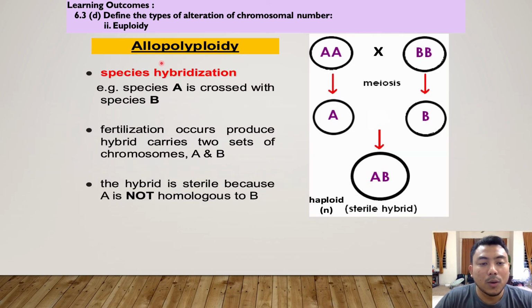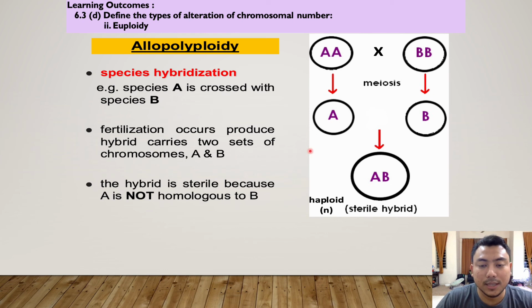So allopolyploidy, ini adalah on different species. Okay, species hybridization. For example, species A is crossed with species B. Fertilization occurs and produces a hybrid that carries two sets of chromosomes, A and B. The hybrid, however, is sterile because A is not homologous to B.